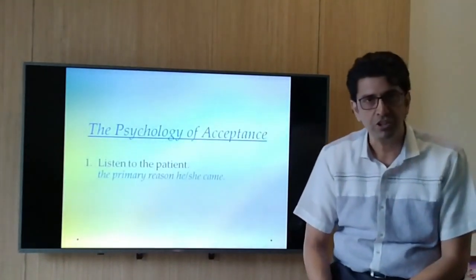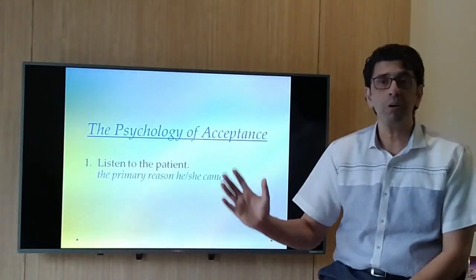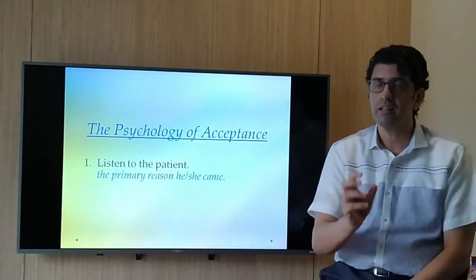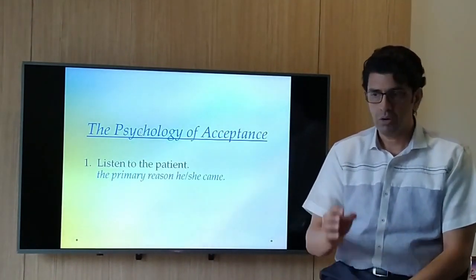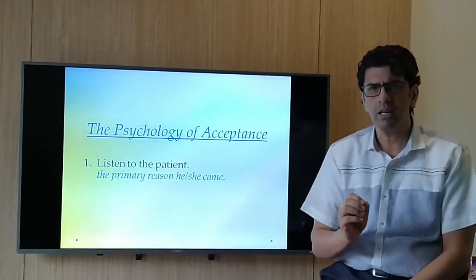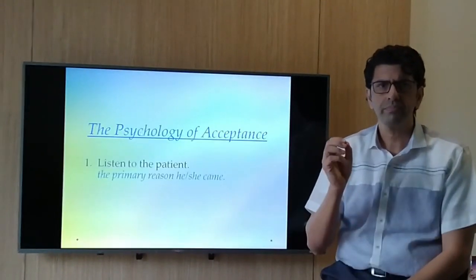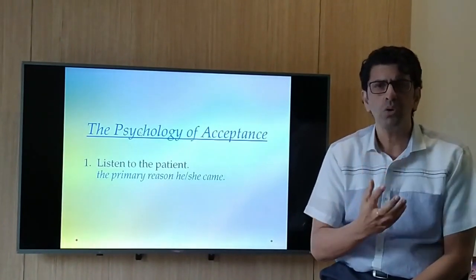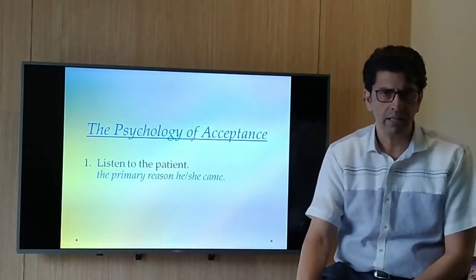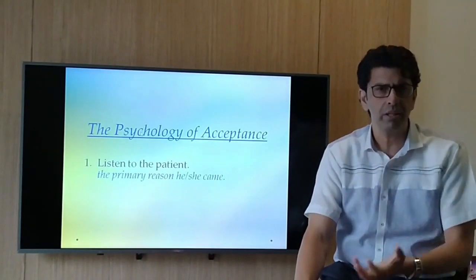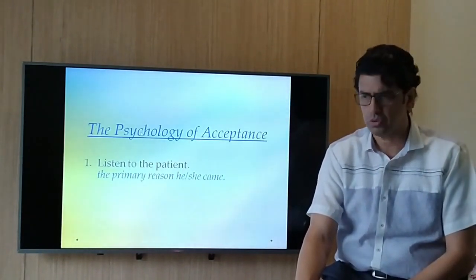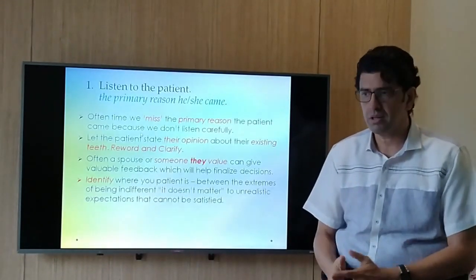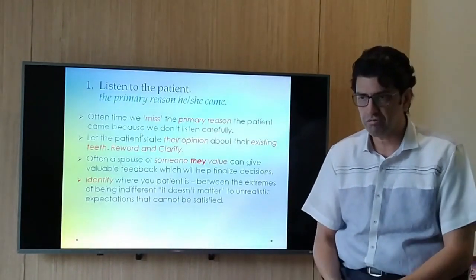One, listen to the patient. Now, this part of this lecture is taken from Zarb and Bolender. Okay, so it's there in the book. You can go and read it. Now, listen to the patient. The patient has primarily come to you for this reason, to get denture teeth. What is the primary need the patient has? Okay, what is his opinion about his teeth? Very important to note. Okay, so this is the first thing. Oftentimes we miss listening to the primary reason because we are so busy. We don't listen carefully, right?